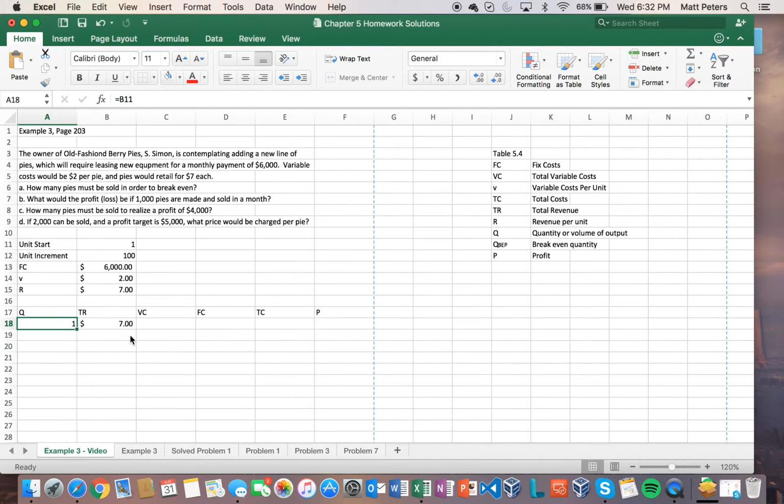So if I sell 1 unit, my total revenue is $7, okay? My variable cost is then the number of units times my unit variable cost. Again, I'm holding down F4 to get B14 with dollar signs. Now my fixed cost, this is always fixed no matter how many units I sell. So this is equal, again using F4 to get that $6,000 with $B$13.